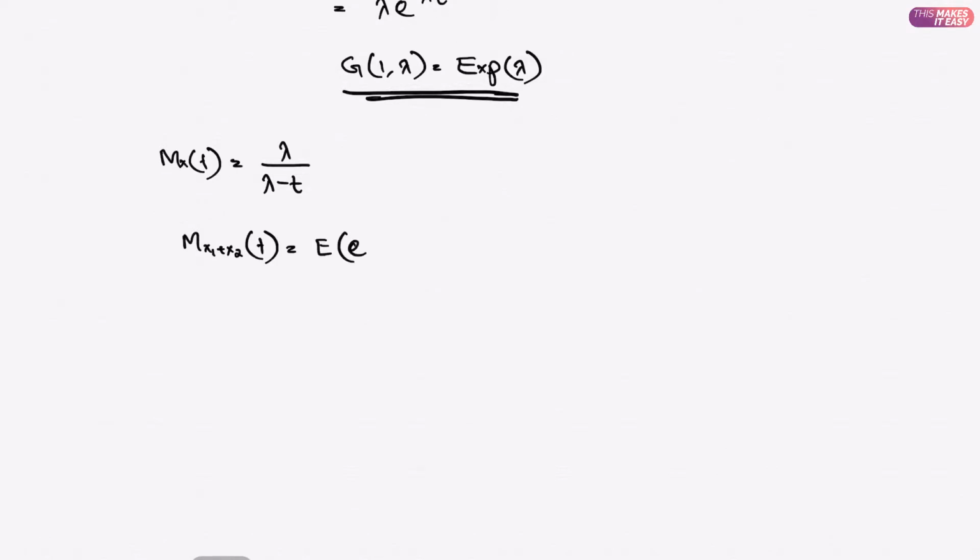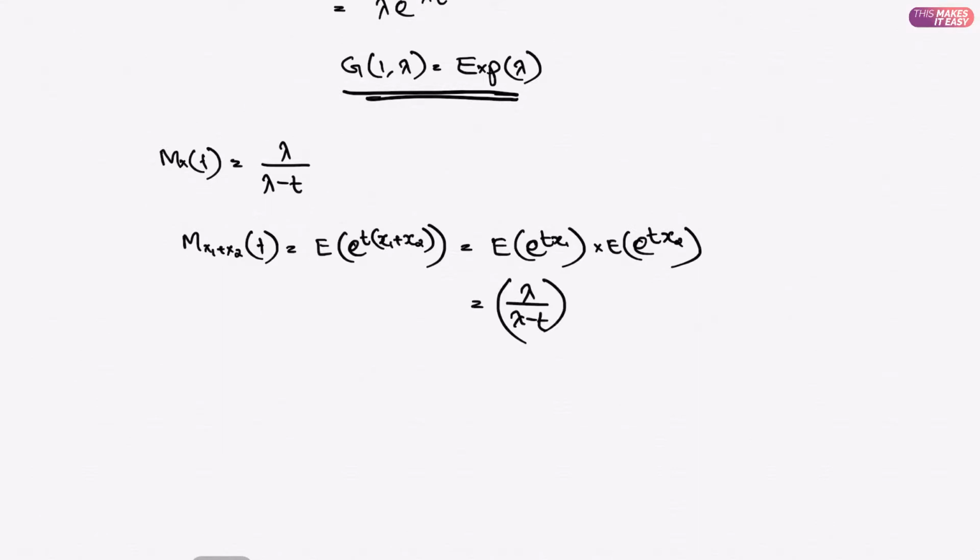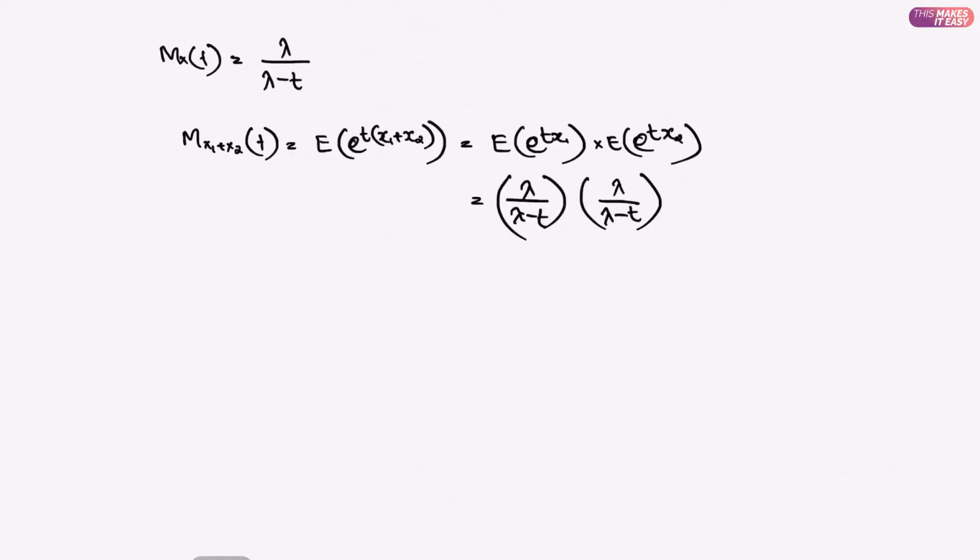expectation of e power t times (x1 plus x2), that is equal to expectation of e power t x1 times expectation of e power t x2. So this is equal to lambda divided by lambda minus t times lambda divided by lambda minus t. This is equal to lambda divided by lambda minus t, whole square.